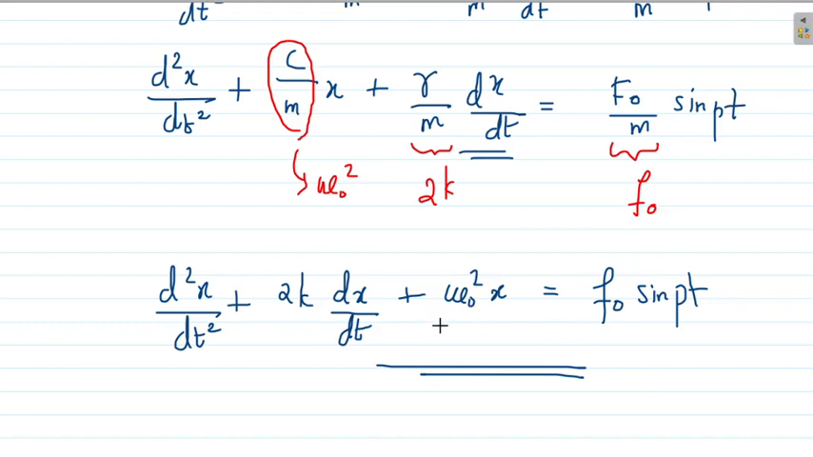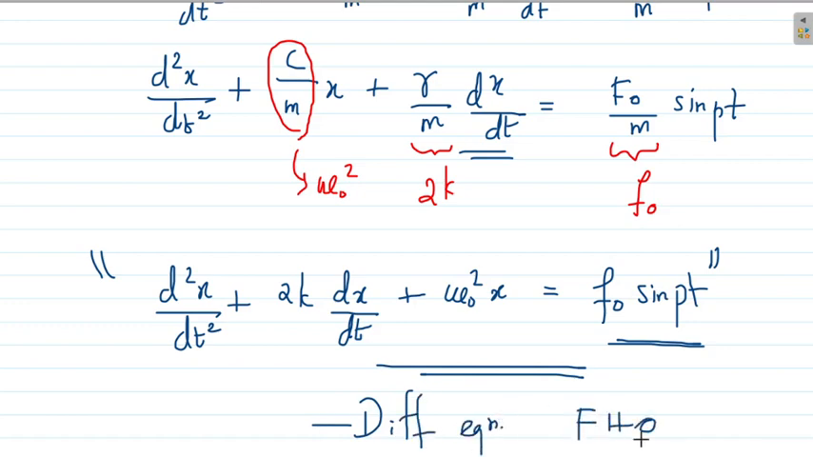Solving this differential equation will give you the idea about the motion of a forced harmonic oscillator. You might have already seen similar differential equations. Earlier there was a 0 on the right hand side in the case of a damped harmonic oscillator. Now we have another term here, and we will have to solve this differential equation in order to find the behavior of a forced harmonic oscillator. So this is the differential equation corresponding to a forced harmonic oscillator.